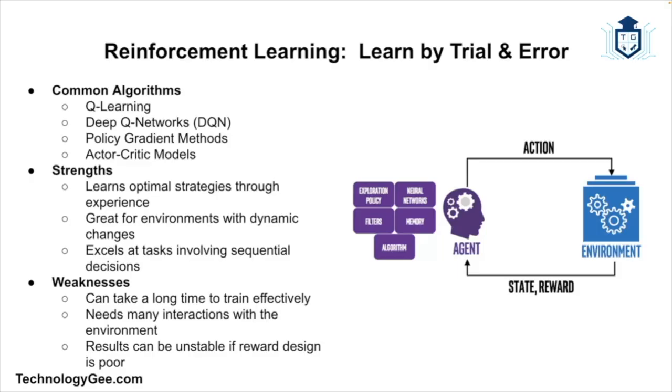The strengths of reinforcement learning are as follows. It is great for learning sequences of decisions. It excels in dynamic environments, and it learns optimal strategies through experience. Its weaknesses are it can take a long time to train. It requires a lot of interactions with the environment, and it can be unstable or sensitive to reward design.